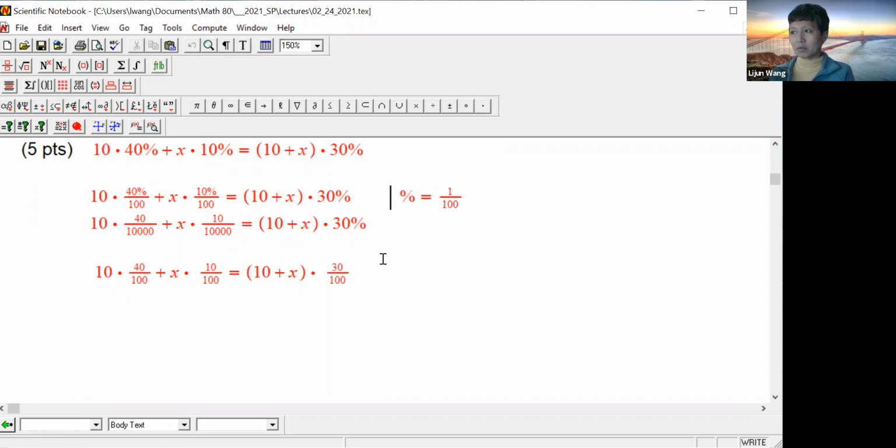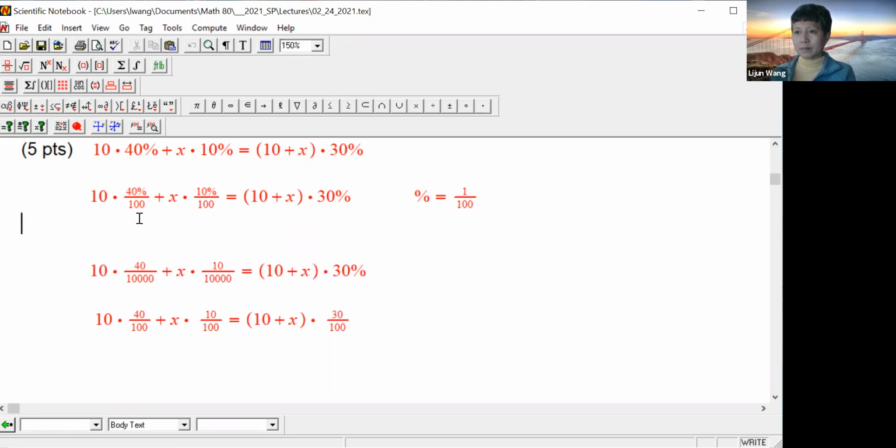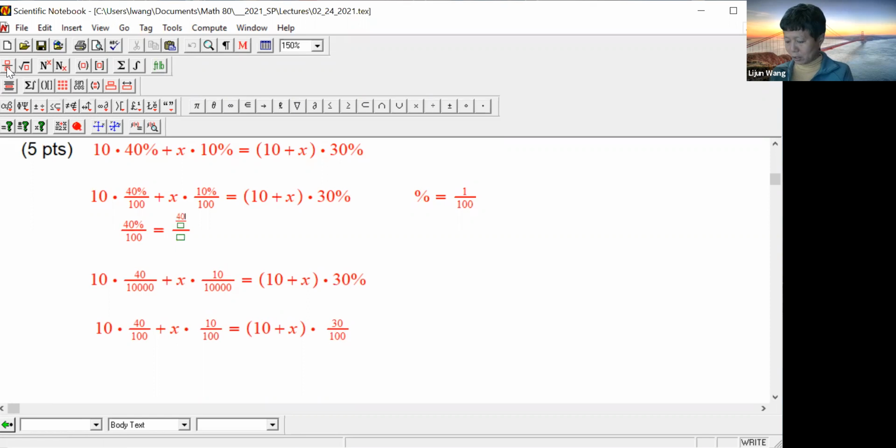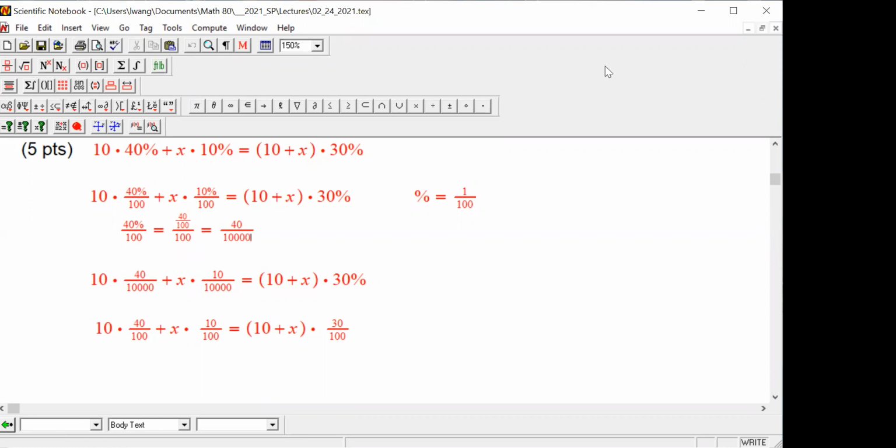Percent sign itself is 1 over 100. Do you follow me? So when you have something like this, guess what? When you have something like this, what are you talking about? You are actually doing this. This is the same. You have 40 over 100, and you have another 100 in the bottom. That's why you actually have 40 over 10,000. Do you follow me? Do you see that?